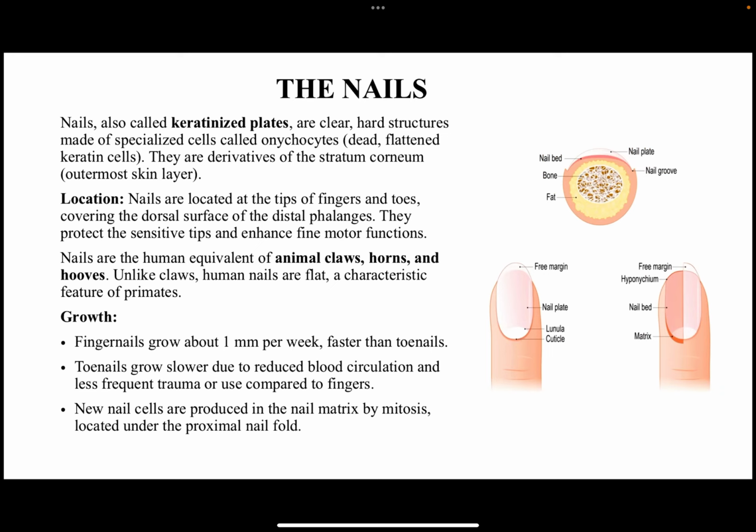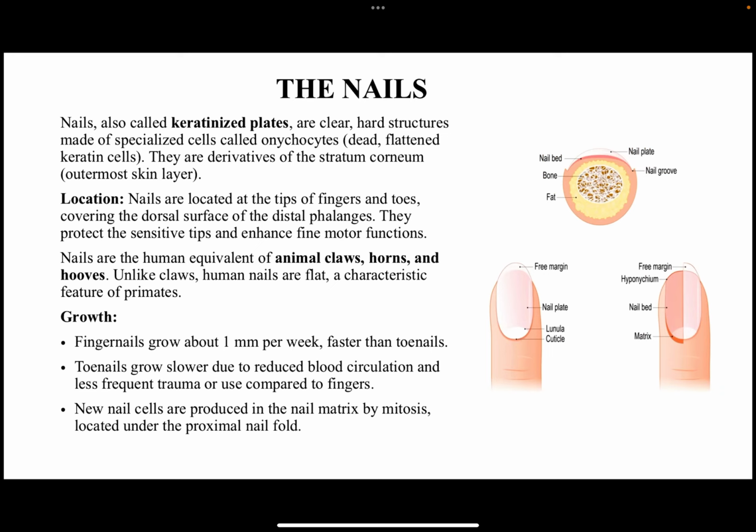In terms of their location, the nails are located at the tip of your fingers and toes. That is where you are going to see your nails. They also have parts. We have the free margin, the nail plate, the lunula, and the cuticle.